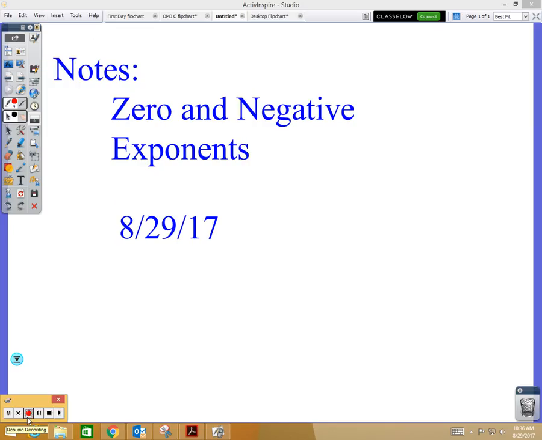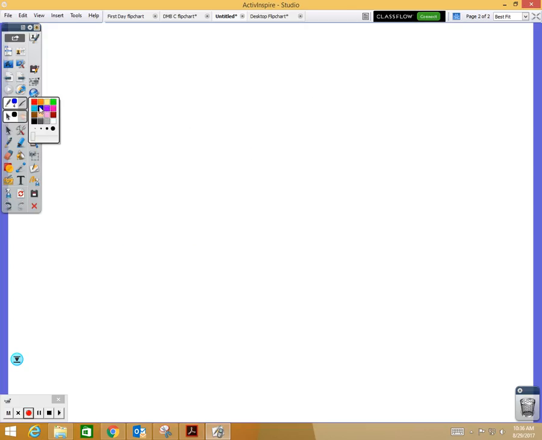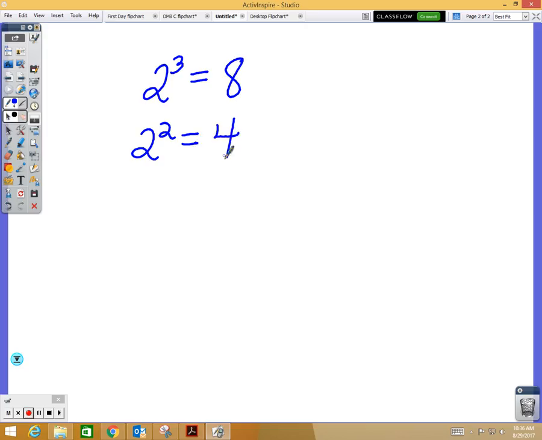Right, I want us to look at a pattern first to be able to better understand negative exponents, okay? So we all know that 2 to the third power equals what? 2 times 2 times 2, which is 8. Good. We all know that 2 to the second power equals 4. We've talked about this one also. 2 to the first power equals 2.